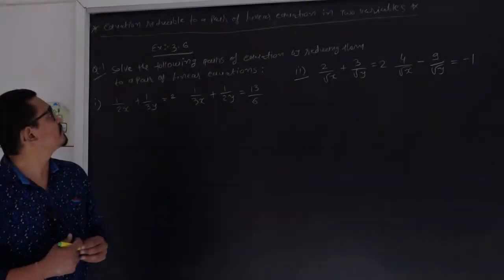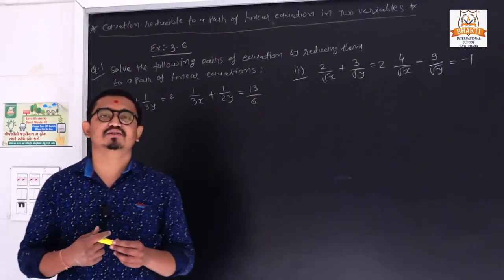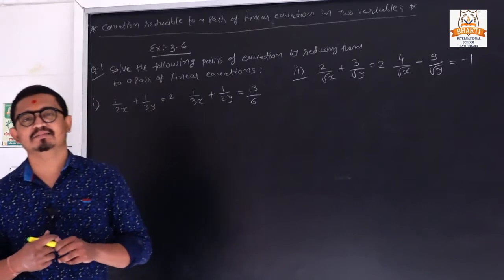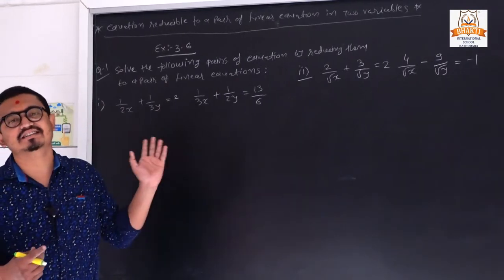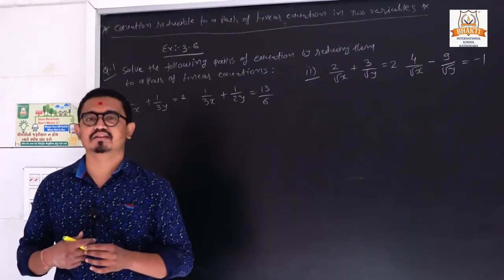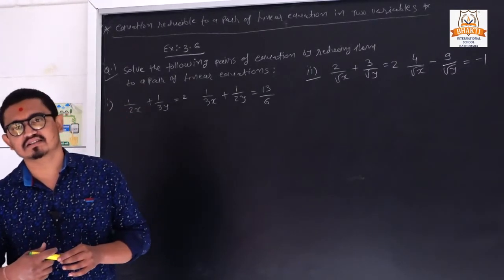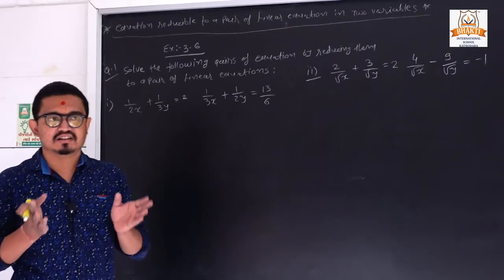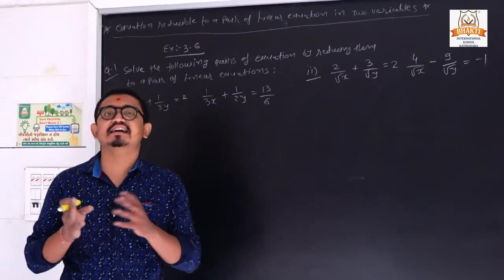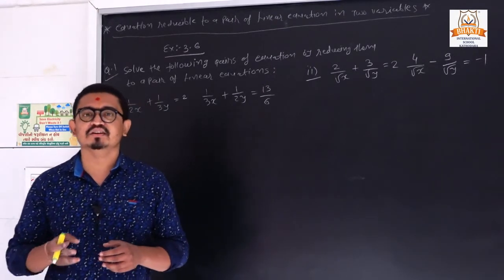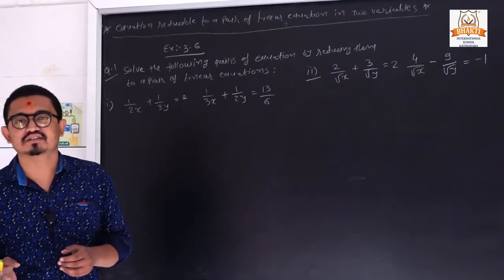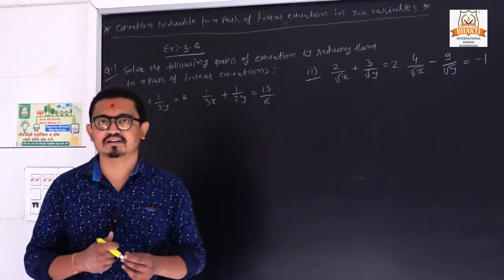Good morning, students. So the last exercise of our chapter number 3. We can say that it is a miscellaneous sum. Why are we calling this type of exercise miscellaneous? Because up to 3.5 we learned the three analytical methods: first elimination, substitution and cross multiplication.